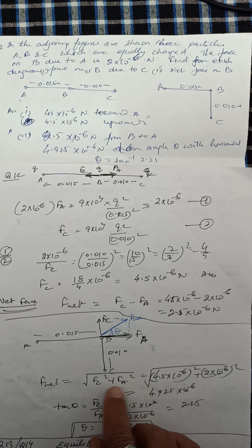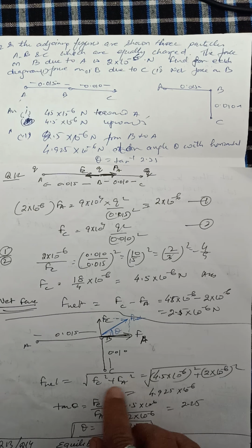The direction of the force will be found by making a parallelogram, making angle theta. Tan theta is perpendicular upon base. The perpendicular is representing this force and the base is representing FA. Put the value, it will be 2.25. So theta is tan inverse 2.25. We can calculate the value if we have a scientific calculator to find the net force.